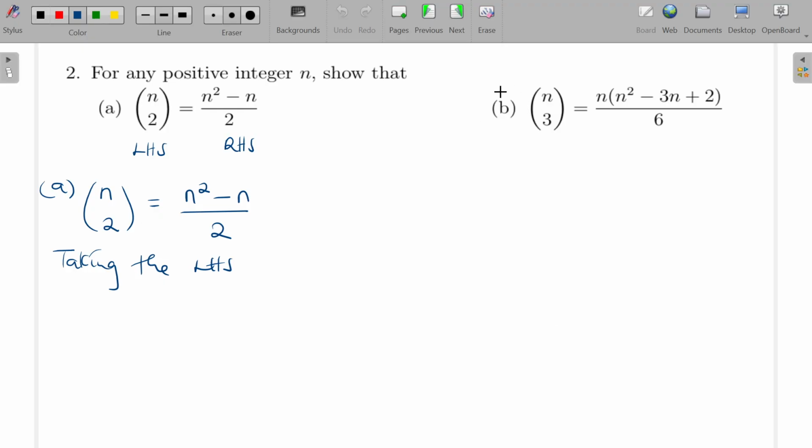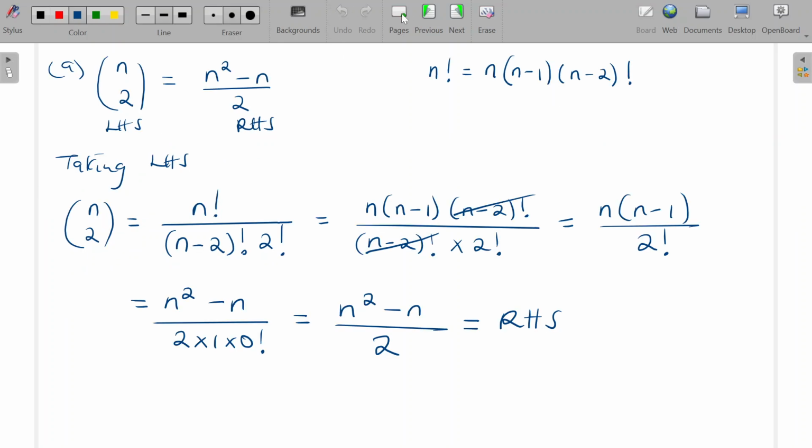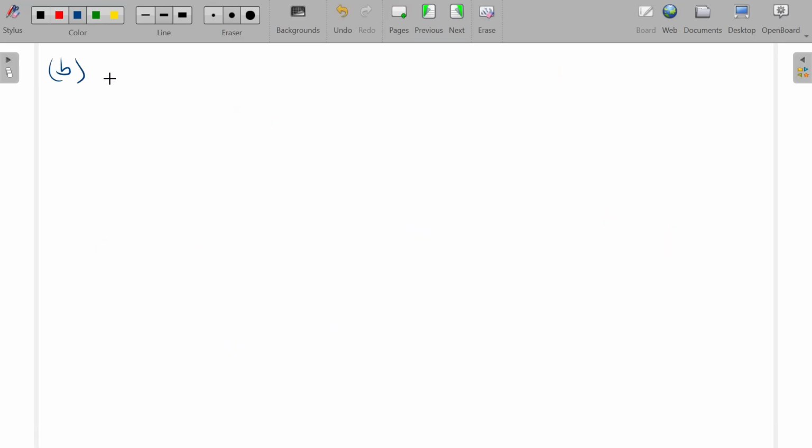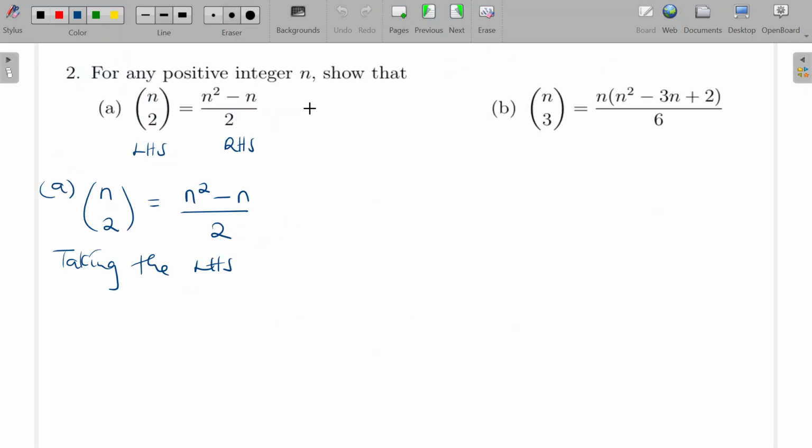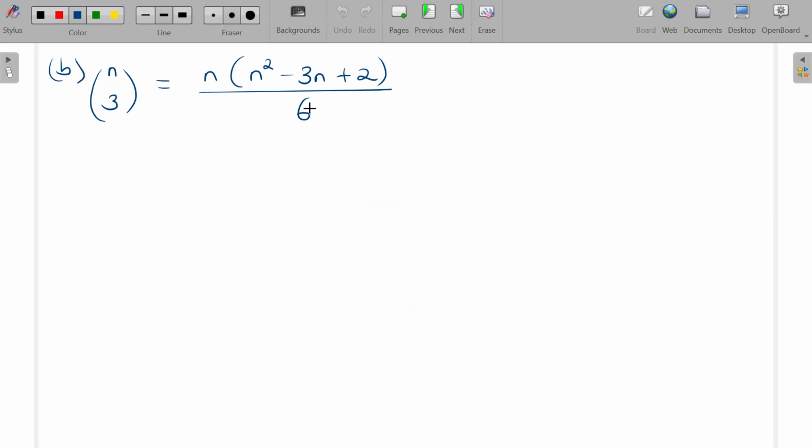So again, there's B now, which is n combination 3 must be equivalent to this. So we'll do the same process. What is being said is that for B, n combination 3 must be equivalent to n squared minus 3n plus 2 over 6. That is what we're supposed to get. So even here, I'll pick the most complicated side, and that is easier for me to apply the principles.